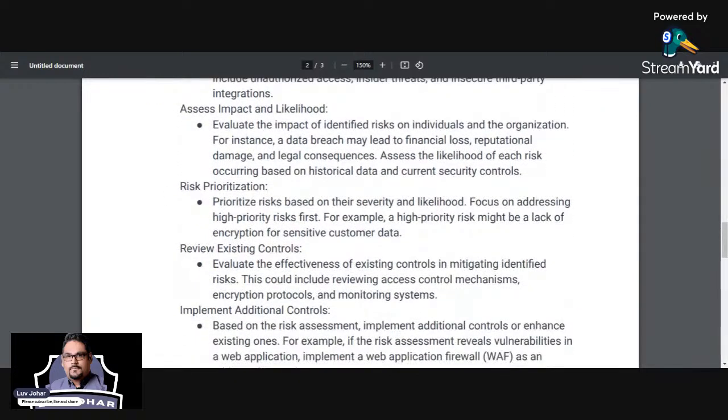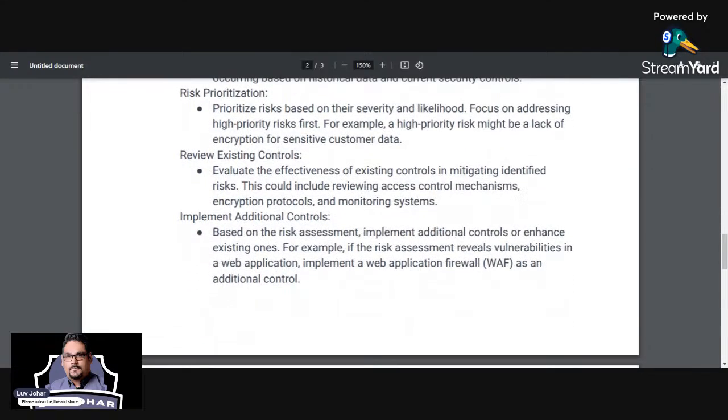Then understanding the impact and likelihood, again, as we always do in the risk assessment, you evaluate the impact of the identified risks on the individuals and the organization whose personal data you are processing. And you have to understand what will happen if a data breach happens, and what all financial losses, reputational damage, and legal consequences may take place if that happens, and accordingly assess the likelihood of each risk occurring based on the historical data if you have, and the current security controls that you have in place.